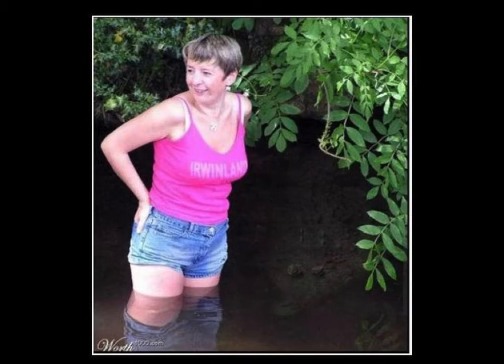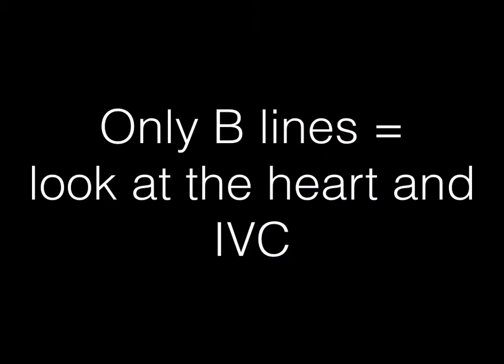We really need the whole picture to know if our patient really is in danger or not. And that's why I say if you're seeing only B-lines, you need to look at the heart and the IVC. What I mean by that is if we're seeing B-lines as the only abnormality on our ultrasound screen, and we're not seeing any other changes like subpleural lesions or irregularity in the pleural line or pleural effusion, then we really need to look at the heart and IVC as well to know that we're not missing anything or making an incorrect diagnosis.